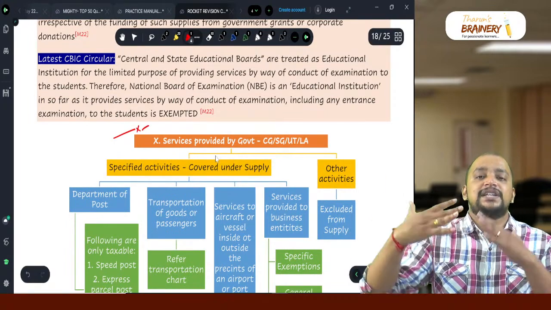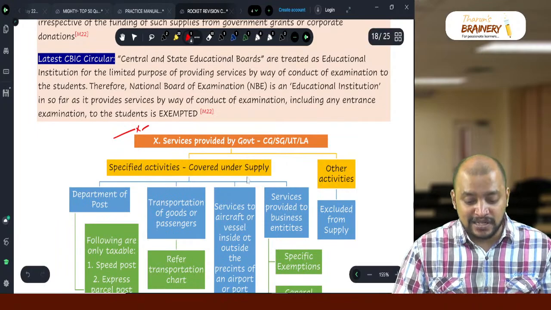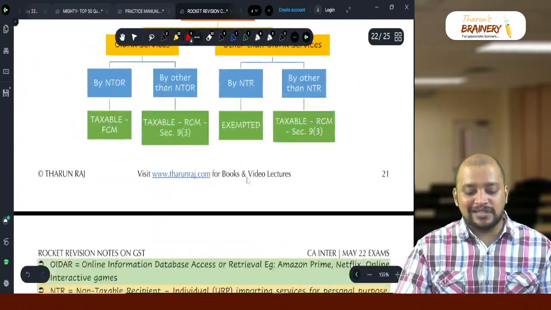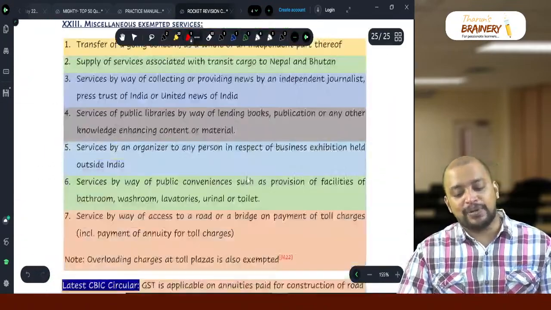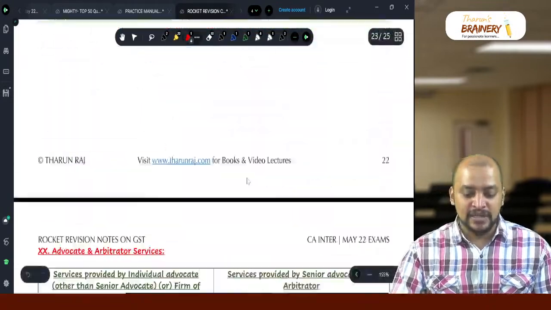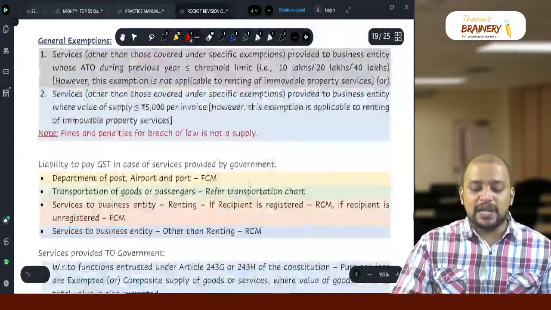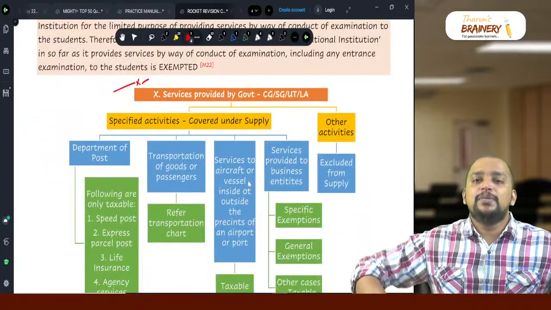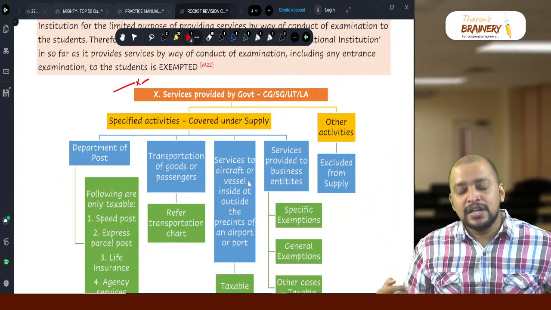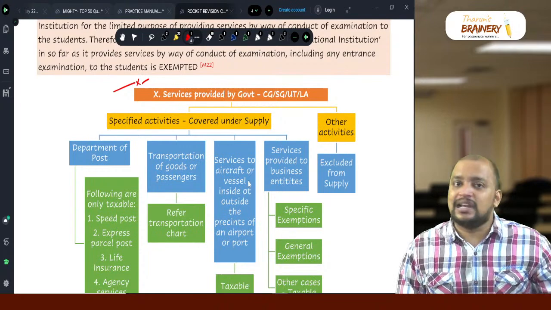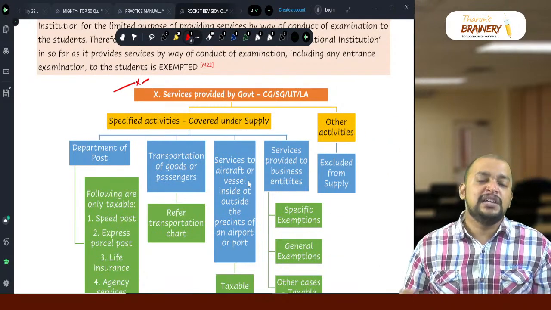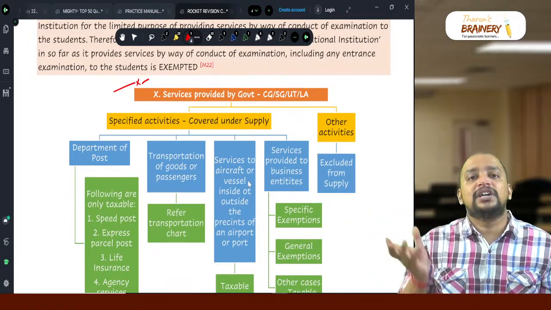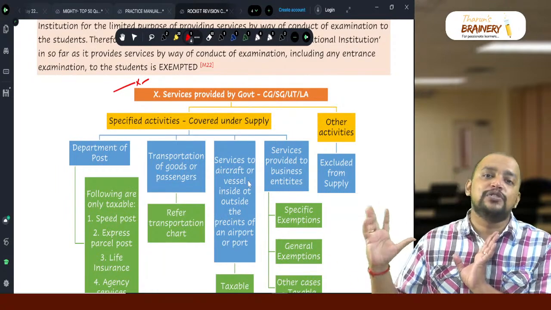So far what we have seen is up to education related services. Then we have transportation, renting and other miscellaneous services, and advocate and arbitrator services. Today's agenda is that we will complete these exemptions after the break. Thereafter I will give you the rules related summary. So far we have seen the section related summary, then the rules related summary. If those rules are already incorporated into the act section, those rules we will not touch. Otherwise the remaining rules we will discuss.